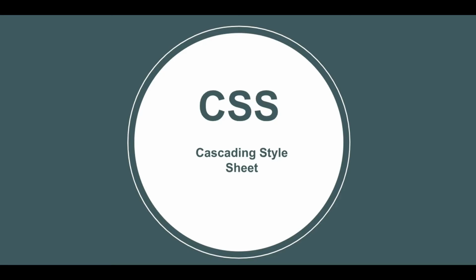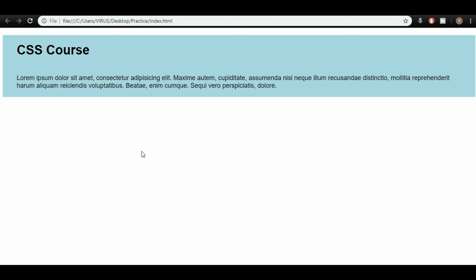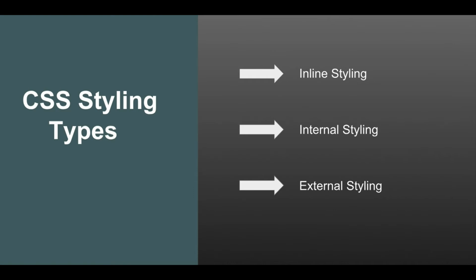We will start with the definition of CSS. CSS stands for Cascading Style Sheet, and it describes how the elements are to be displayed on the web page. This is an example of some text without CSS, and this is the same text using some styling with CSS. We have three types of styling using CSS: inline styling, internal and external styling. Now we are going to explain every styling with an example.